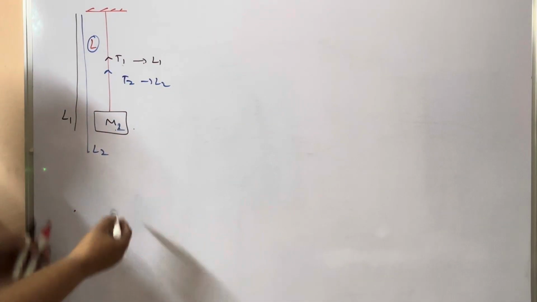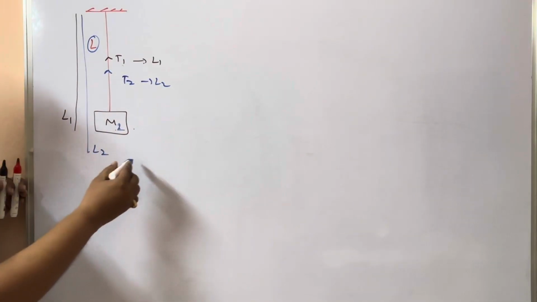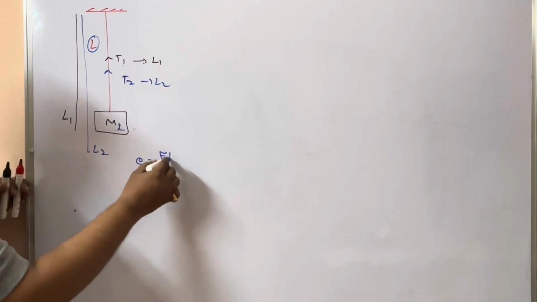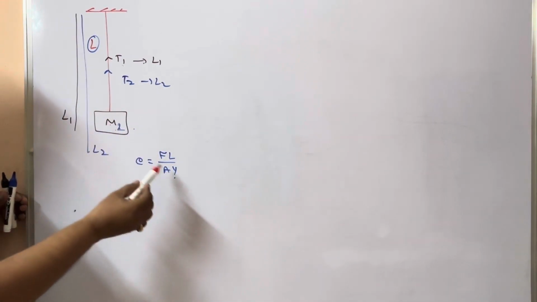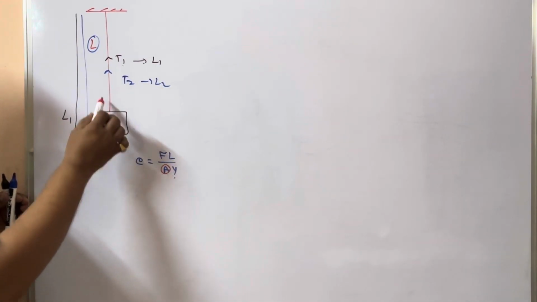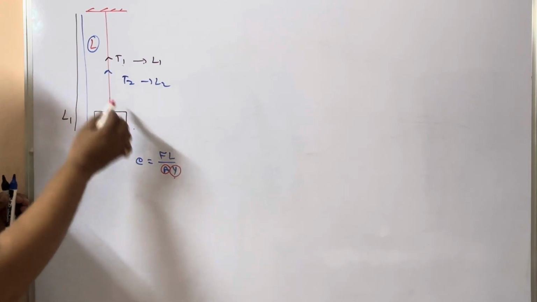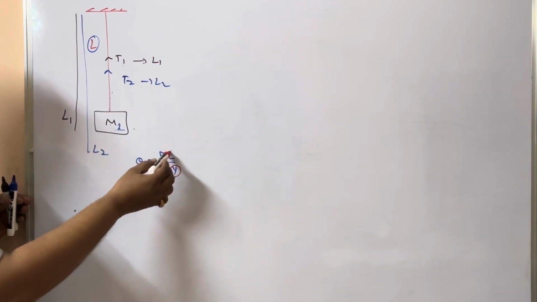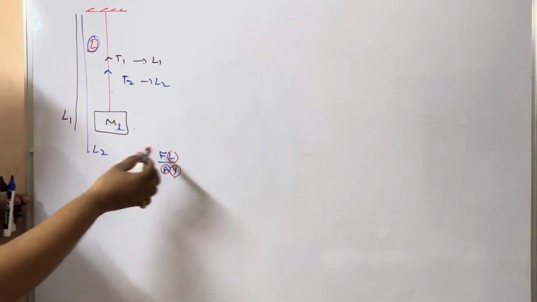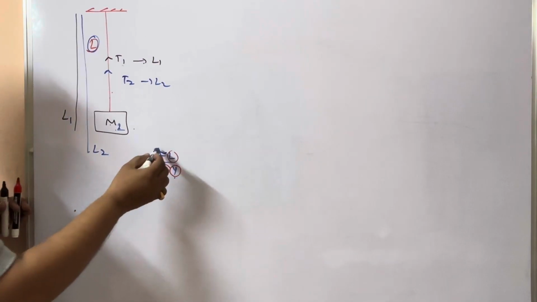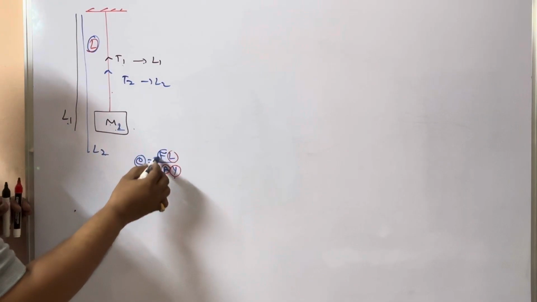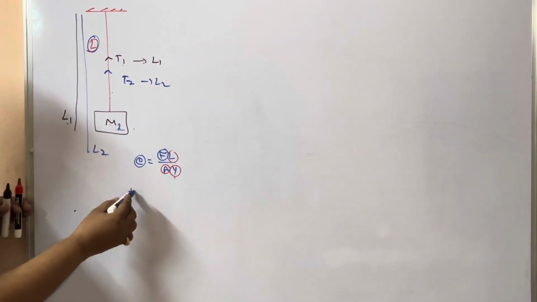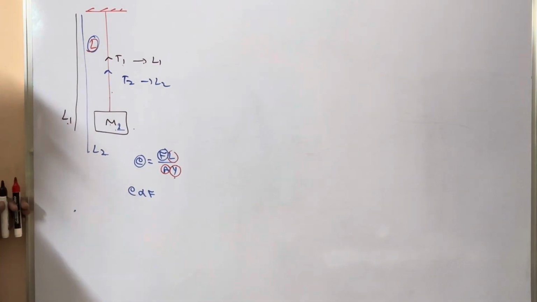At that time, what we will do: elongation is equal to FL by AY. Whenever they are suspending loads, the area of cross section is the same, Y is the same since it is the same material, and the initial length is also the same. What is different is the elongation, L1 and L2 being the final lengths, and the applied force. Therefore, elongation is directly proportional to applied force.